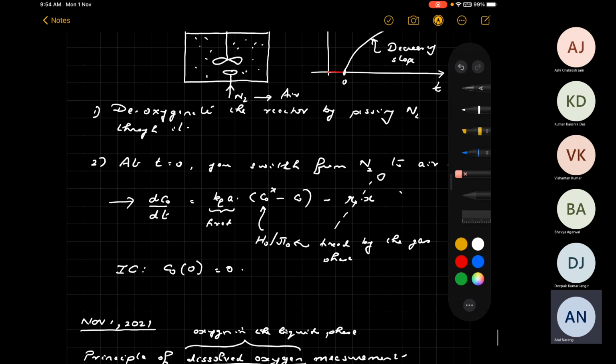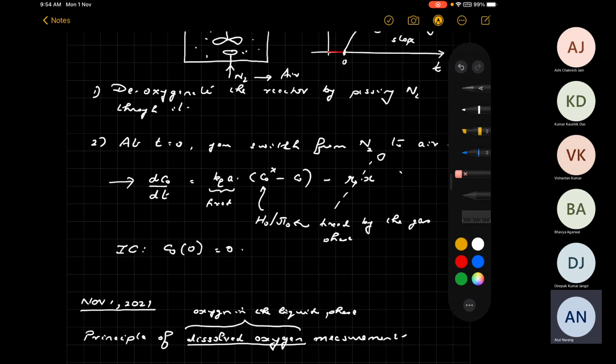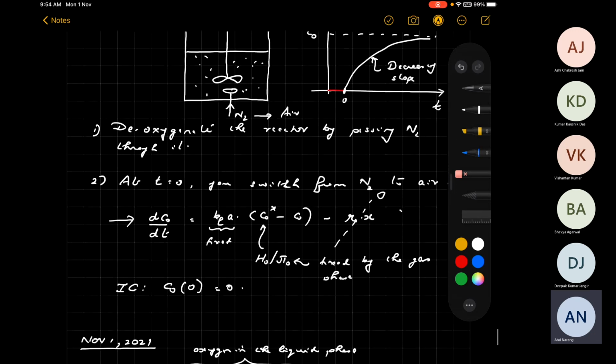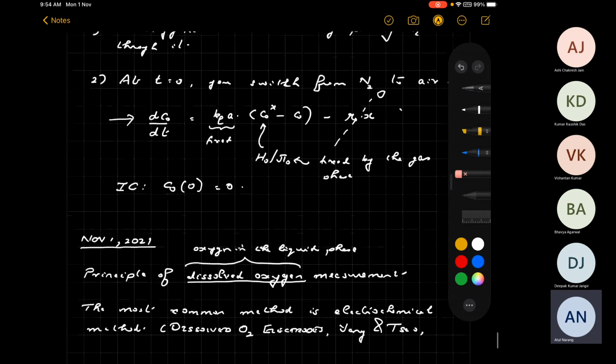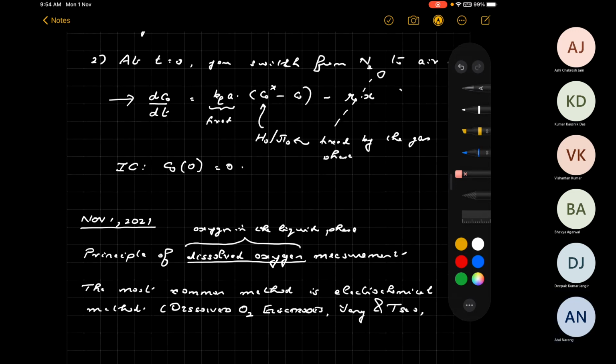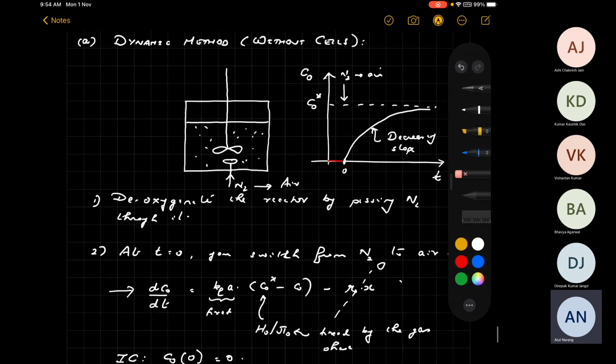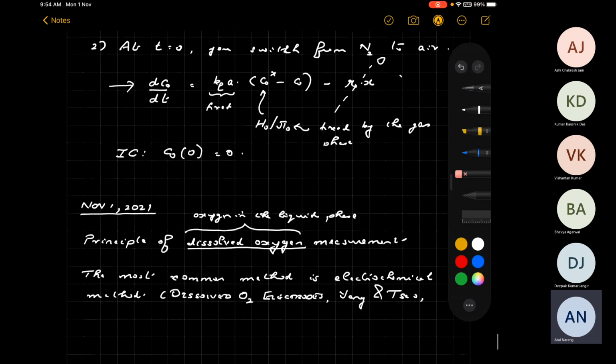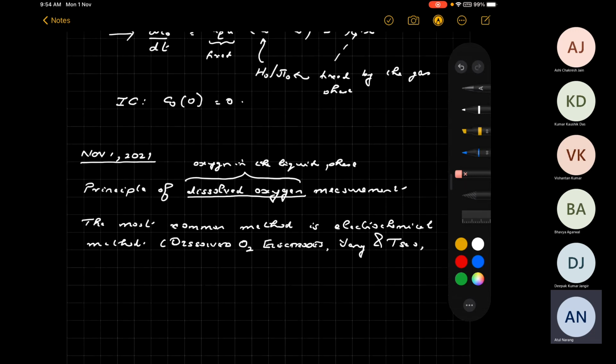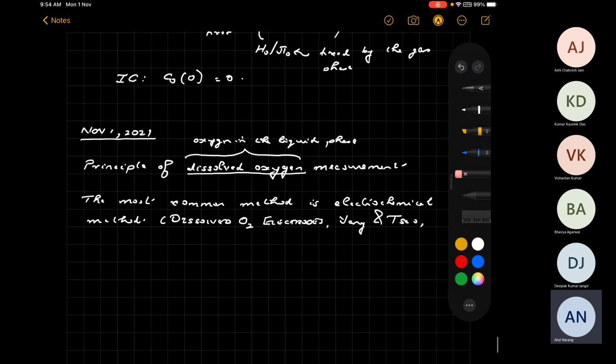And the initial condition that you have to use is initial concentration of oxygen is equal to 0, because what you're really after is what happens after you switch from nitrogen to air or oxygen or whatever experiment you're trying to perform. Now you can integrate this equation out pretty easily. I think I'll just give you the final expression. So this is going to give you the final expression.